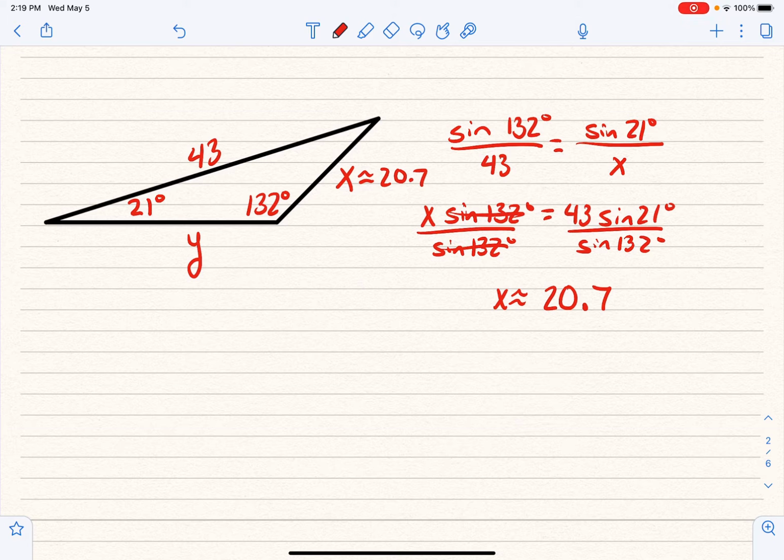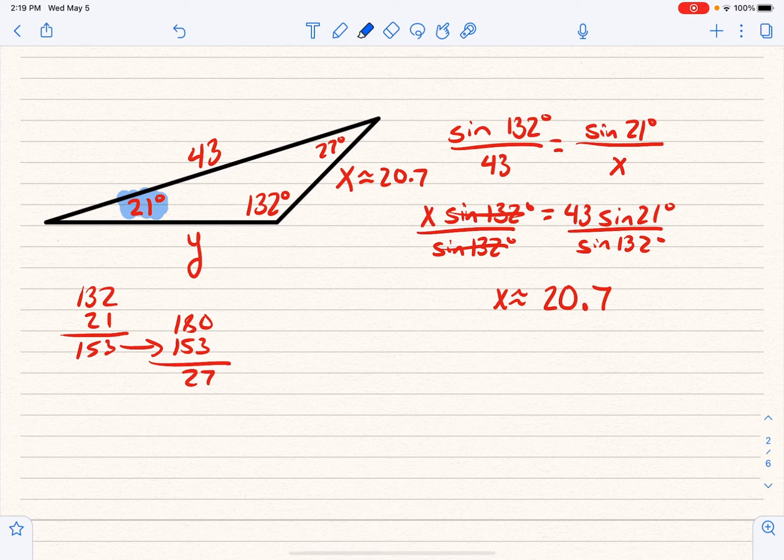21 plus the 132 gives me 153. And when I subtract the 153 from 180, that gives me 27 degrees. So this one's 27 degrees, which isn't too far off of 21, but it is kind of. And so we should expect that this side, y, is going to be bigger, and maybe even a chunk bigger than the side x, because the angle opposite of y is a little bit bigger.